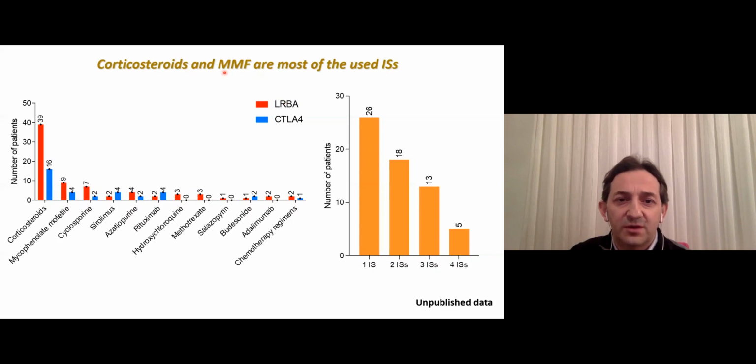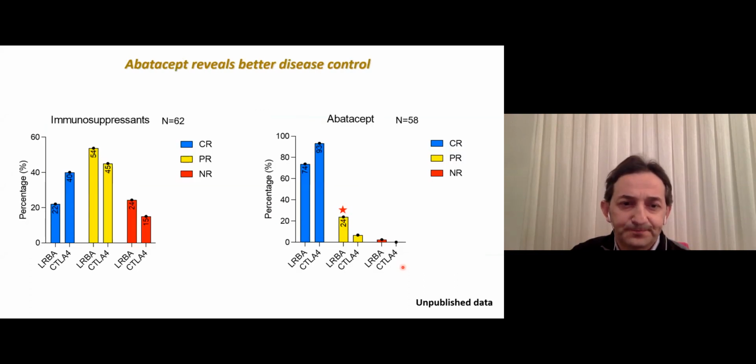Apart from abatacept, as you can see, most of the patients used corticosteroid, followed by mycophenolate mofetil and cyclosporine. The others come with rare frequency, and the majority of our patients received 2 or 3 immunosuppressants to control their autoimmune or other immune dysregulatory manifestations.